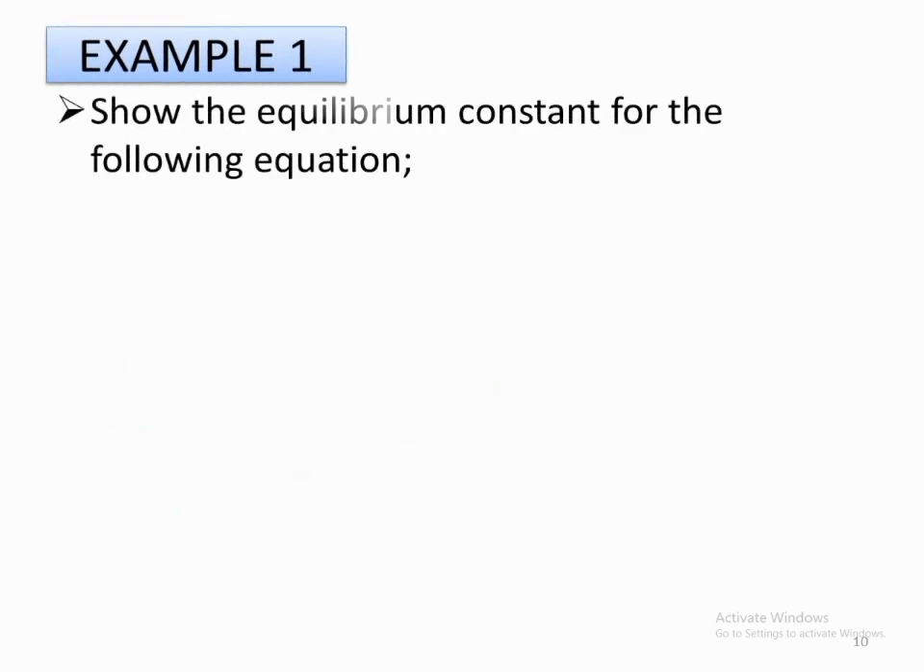Now, here's an example. Show the equilibrium constant for the following reaction. What's the reaction? That's it. That's sulfur 4 oxide, 2 moles of sulfur 4 oxide combining with a mole of oxygen gas to give us 2 moles of sulfur 6 oxide. How do we now show the equilibrium expression for this reaction?